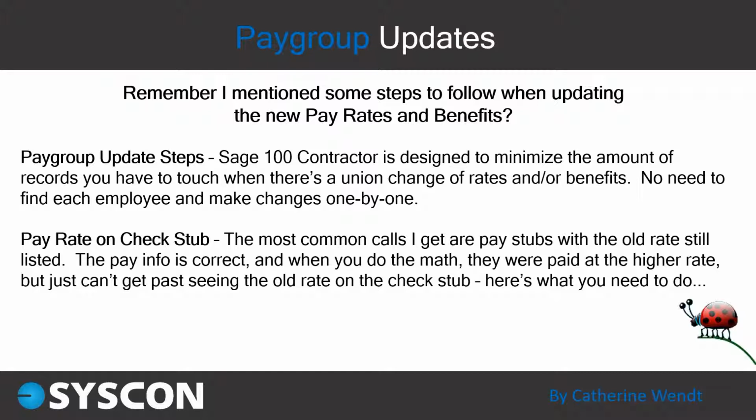The second point on here is that the employee check stub or voucher always displays their default hourly rate. And some of the most common calls I get during this time of the year is that the employees are upset because the old rate is printed on the reference of their check stub. And if you show them the math is correct, that they got paid at the new rate, they have a hard time getting past that. So we want to do our best to get those default rates updated on that pay stub so that we don't cause confusion for our guys in the field.